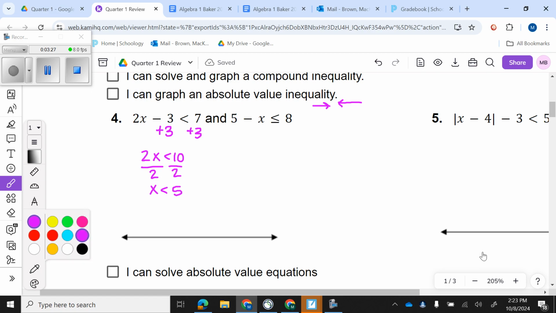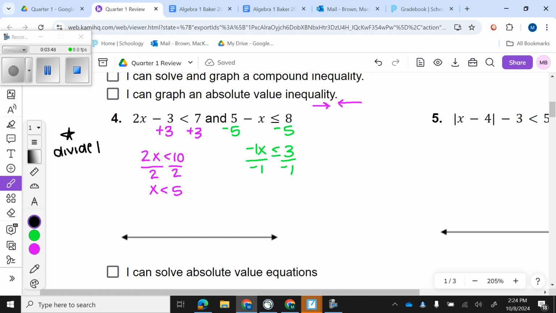Over here, I still have to get that x by itself. So I'm going to subtract 5 from both sides, and I'm going to have negative x is less than or equal to 3. This negative, I can go ahead and make that a negative 1. I have to get that x by itself, so I'm going to divide both sides by a negative. I'm dividing by a negative, so you have to flip the sign. Okay, so I'm going to have x is greater than or equal to 3.